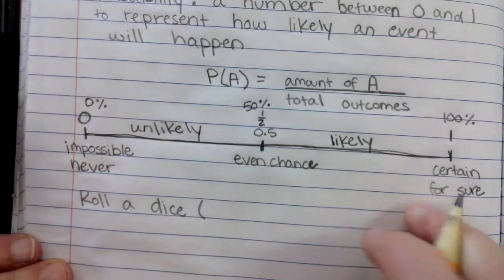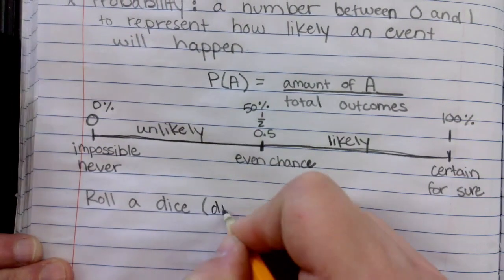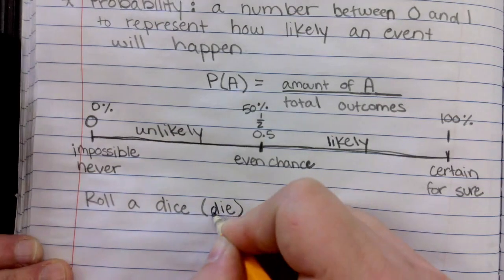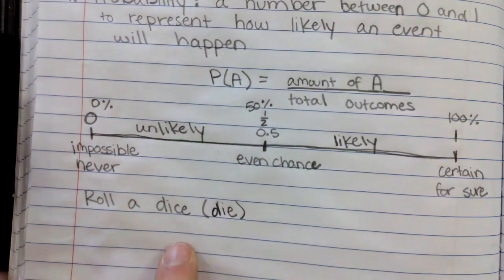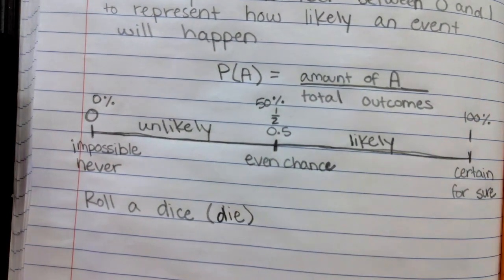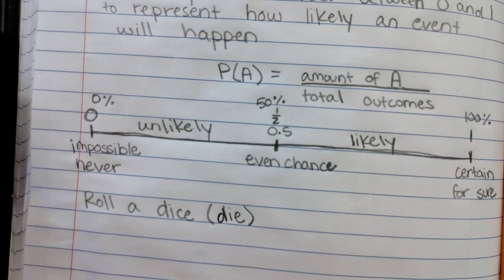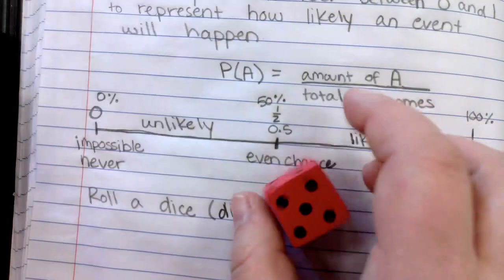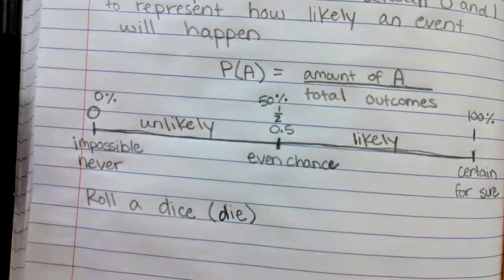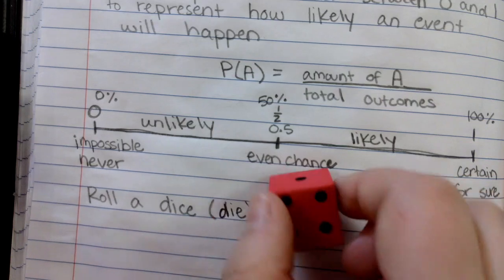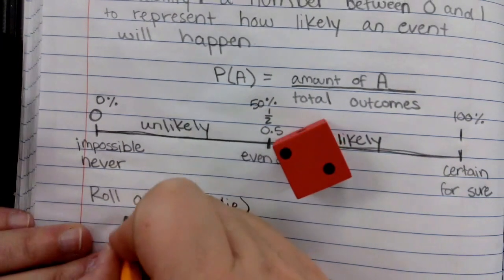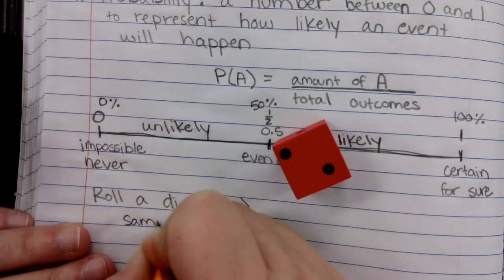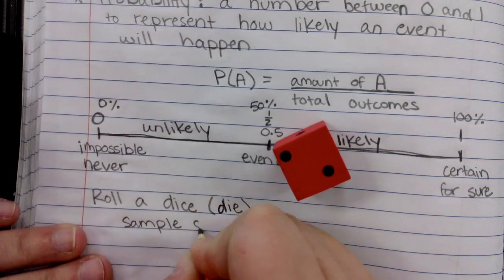Let's talk about our sample space first. So what is the sample space of a dice? How many options are there? 6. What are our options? When I roll a dice, if I pick it up and roll it, what are my options? What could I get? 1, 2, 3, 4, 5, or 6. So there's 6 options when I roll a dice.